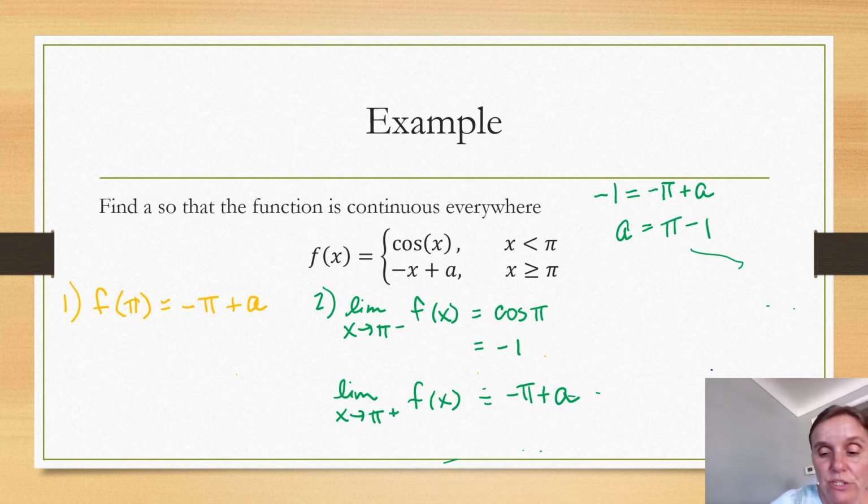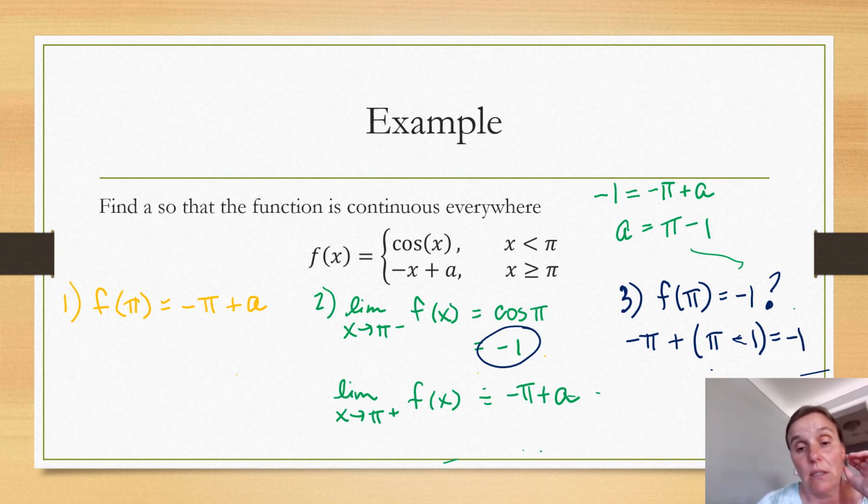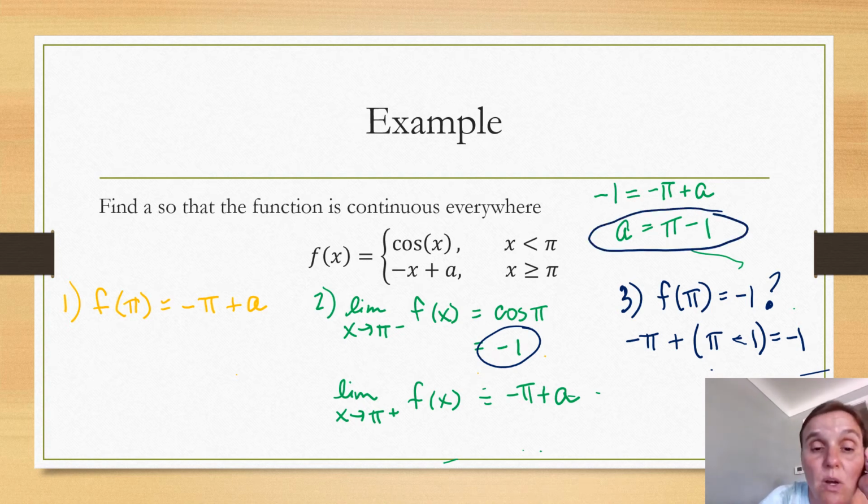Okay, now just to double check, is it true that f of pi is equal to the limit, which we know is negative 1? And so we could go back and say, well, if it's true, then negative pi plus a, which is pi minus 1, is equal to negative 1. And yes, that's true. So as long as a is defined as pi minus 1, this function is continuous everywhere.